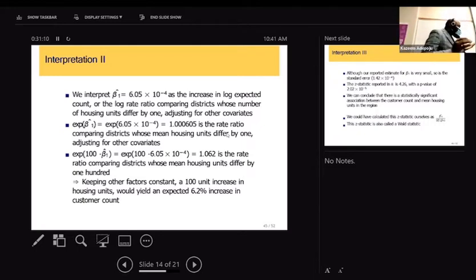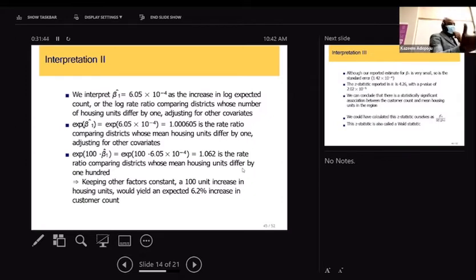Now, that may not be a big impact when a house increases by 1 in a neighborhood. You can also look at the effect when the houses go up by 100. Look at the 100 here. What if the houses actually go up by 100? This is just by 1, but by 100, that will give you 1.062. And 1.062 is the rate ratio comparing districts whose mean housing units differ by 100.